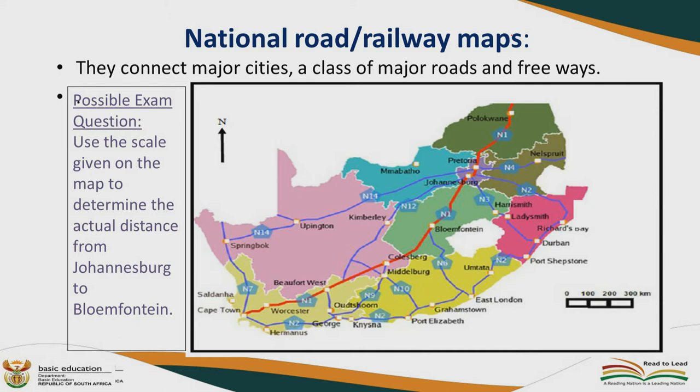And then you will use that measured distance together with your bar scale to get the actual distance between the two cities. And then remember, when you measure, you do not measure where it is written Bloemfontein, but you measure at the point, the position of Bloemfontein. You measure at the point, the position of Johannesburg.